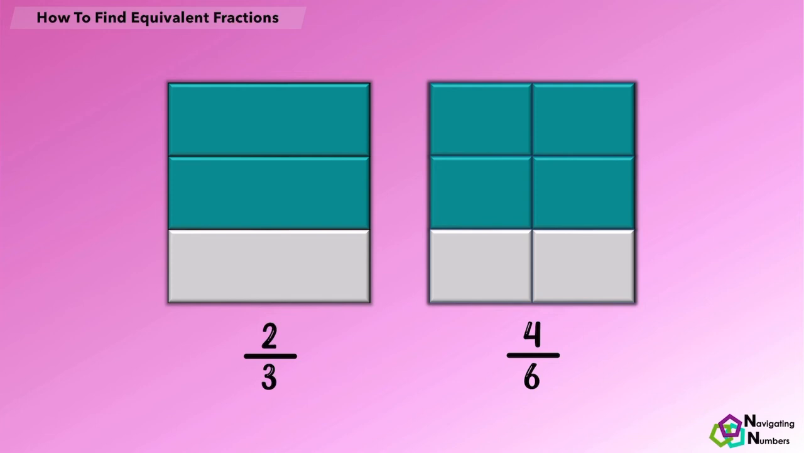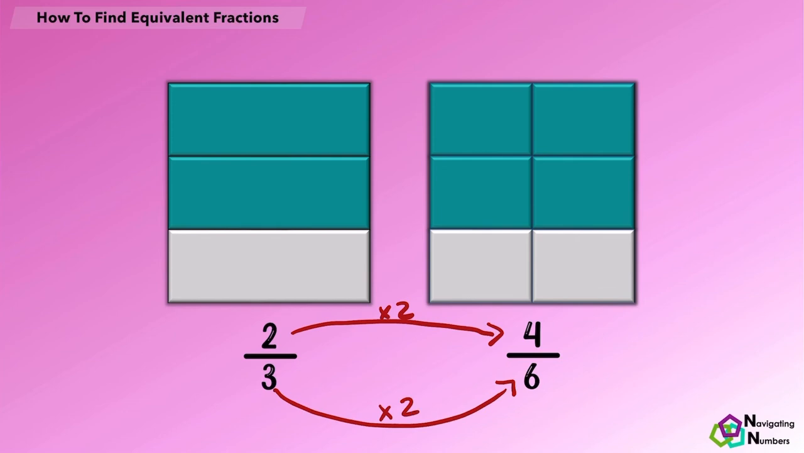To see that they're equivalent, we see here that we can multiply 2 times 2, and now we have 4. And if we multiply 3 times 2, we have 6. So we double the amount of total pieces, our denominator. So we have to double our part shaded from 2 to 4. You can see that although they look different, the same amount of the rectangle on the left is filled as the rectangle on the right.